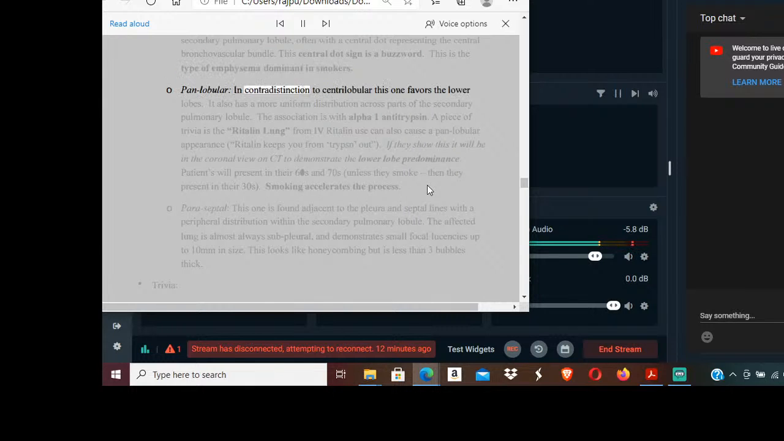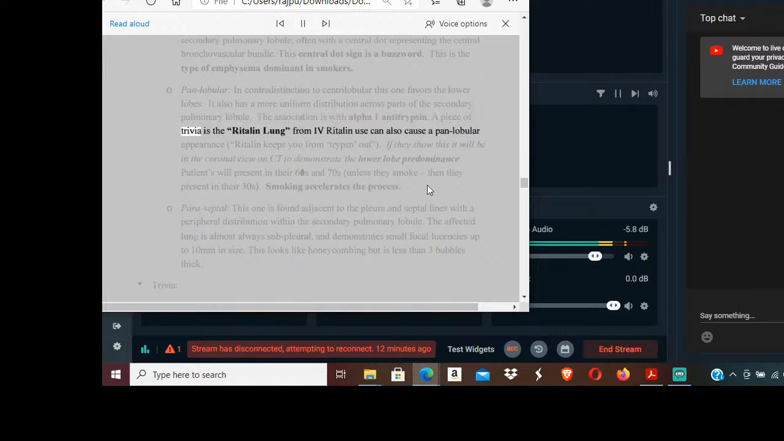Panlobular, in contradistinction to centrilobular, this one favors the lower lobes. It also has a more uniform distribution across parts of the secondary pulmonary lobule. The association is with alpha-1 antitrypsin.